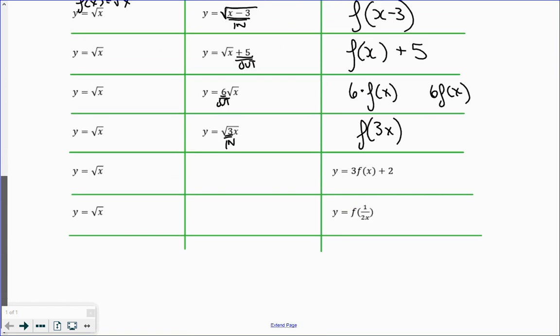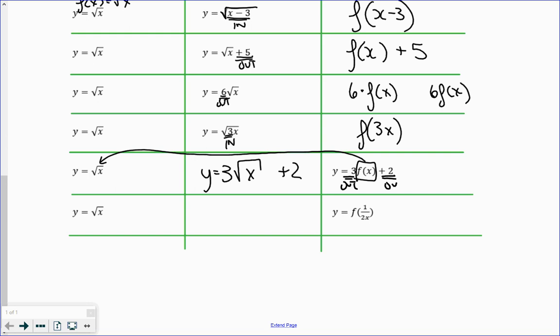Okay, so going backwards. So again, remember, this represents the square root function. So this means 3 times square root x plus 2. Notice they're both on the outside of the function. Whereas this, the whole thing is inside. So it's going to be y equals 1 over 2x on the inside of the function. Okay, so that's just a little review on function notation.